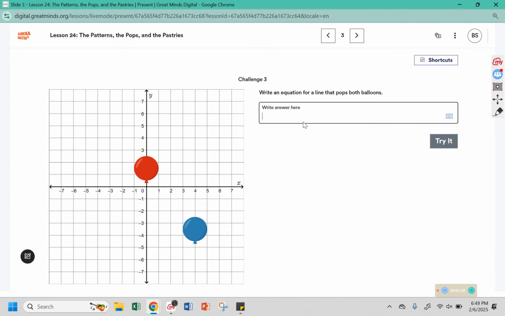Write an equation for the line that pops both balloons. Here I see that the red balloon is starting on the y-axis at about 1.5, so my b value or my y-intercept could be 1.5.